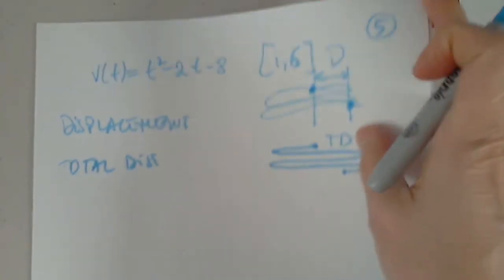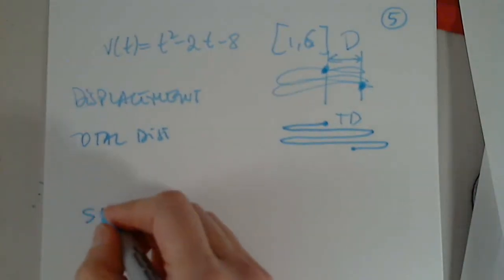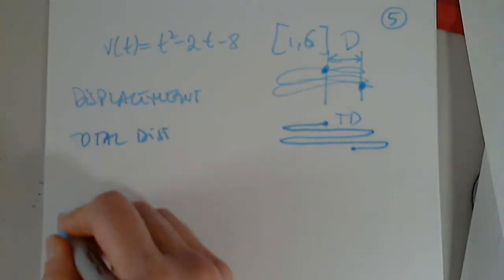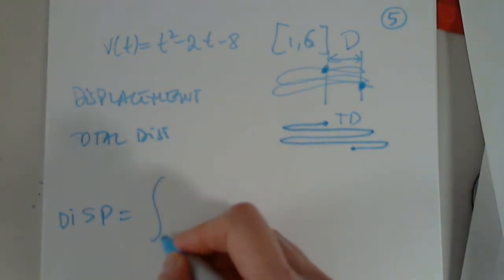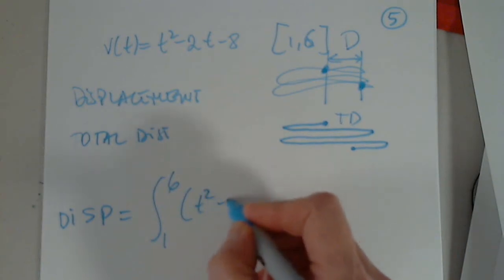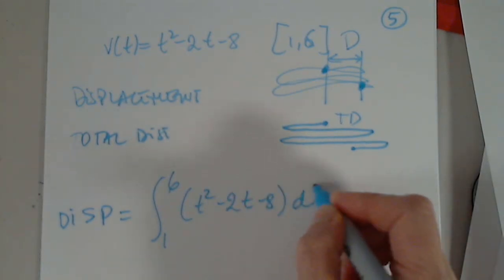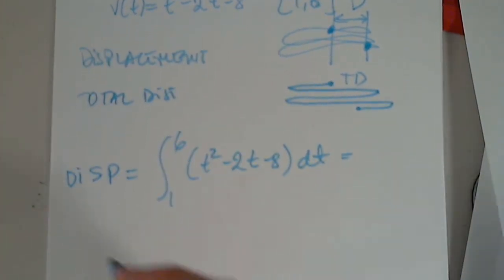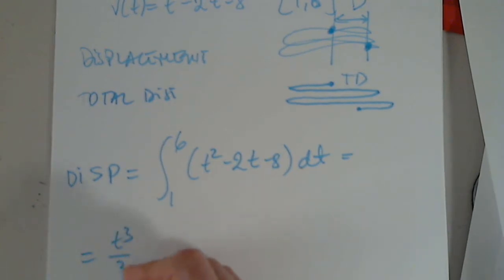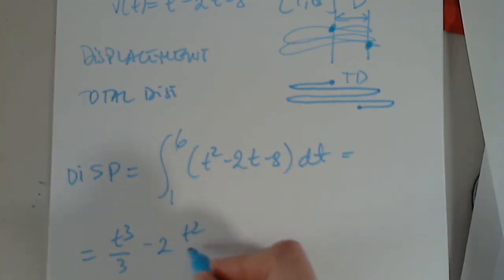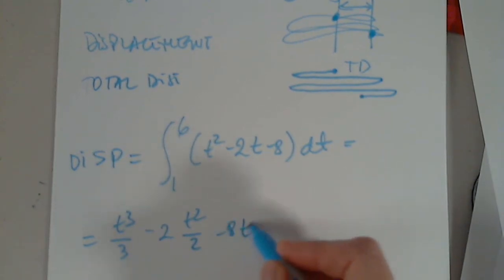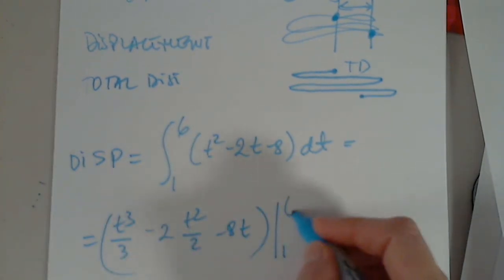Okay, so let's start with the displacement. It equals the integral from 1 to 6 of t squared minus 2t minus 8 dt. So this is t to the third over 3, minus 2 t squared over 2, minus 8t, from 1 to 6.